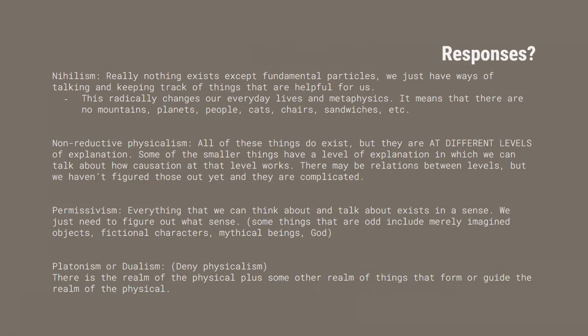Another view that's kind of in the same vicinity is what we might think of as permissivism. And permissivism says, yeah, like non-reductive physicalism is right. And in fact, there's even more than that, right? There's way more stuff that's out there in the world. All of the stuff exists. It's just, we don't really know how to explain it. We got to figure out how to explain how the stuff exists. And this kind of permissivism really goes wild and out there sometimes, right?